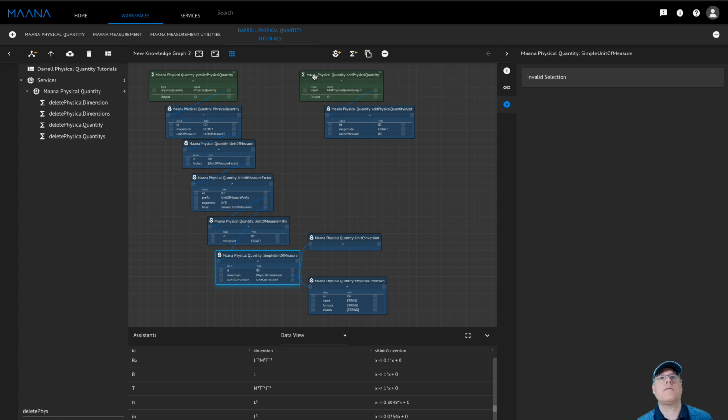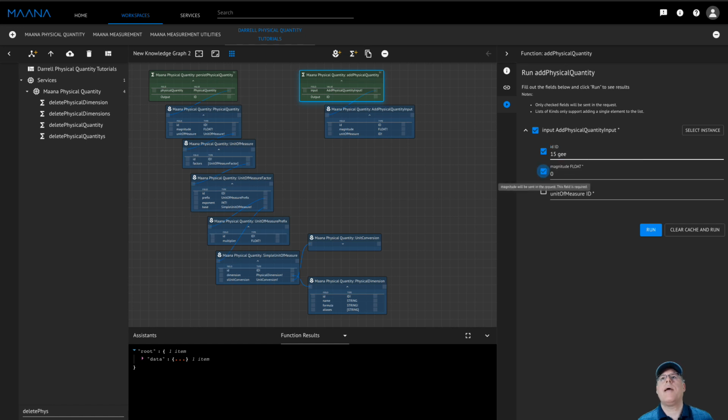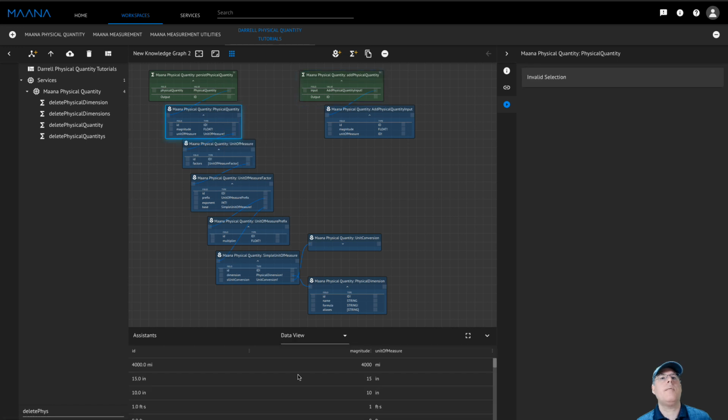So to demonstrate that, I'm going to add another physical quantity here using the CRUD operator. We'll enter a measurement of 15 g's and a magnitude of 15. And here we don't have to provide the whole structure. We only have to provide the ID of the unit that we've already defined. And we can run that. And very quickly it's returned 15 g's, the ID. If we look in physical quantity, we can see that there is our new entry, 15g.